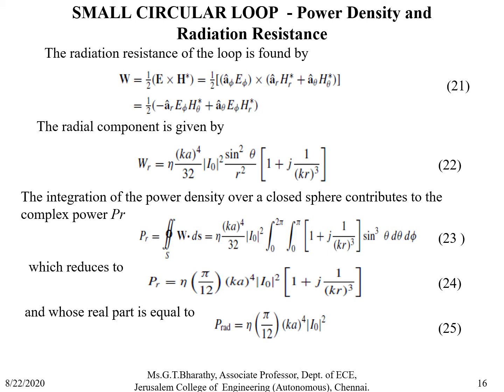The integration of the power density over a closed sphere contributes to the complex power PR. So PR is obtained by closed integral W into ds. Substituting for W, we get the expression for PR as eta pi by 12 Ka power 4 magnitude of I naught the whole square into [1 plus j 1 by KR] the whole cube. The real part of the above expression gives the radiated power, represented by P rad. So what is P rad? P rad is equal to eta pi by 12 Ka power 4 magnitude of I naught the whole square.